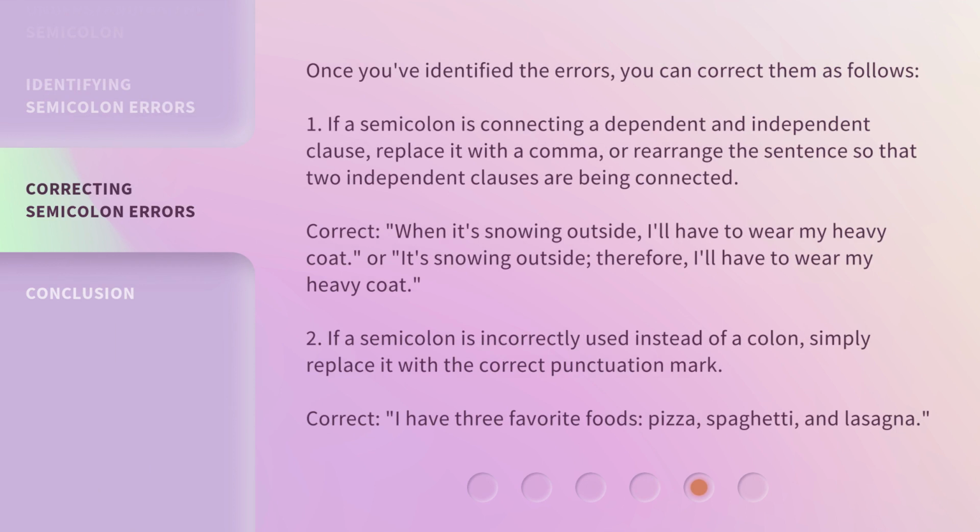Once you've identified the errors, you can correct them as follows. 1. If a semicolon is connecting a dependent and independent clause, replace it with a comma, or rearrange the sentence so that two independent clauses are being connected. Correct. When it's snowing outside, I'll have to wear my heavy coat. Or, it's snowing outside; therefore, I'll have to wear my heavy coat.